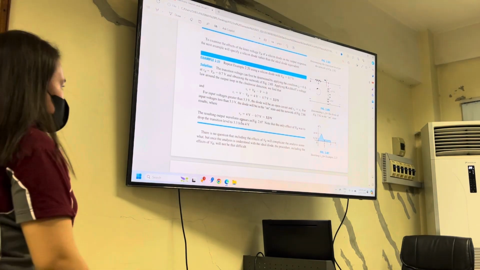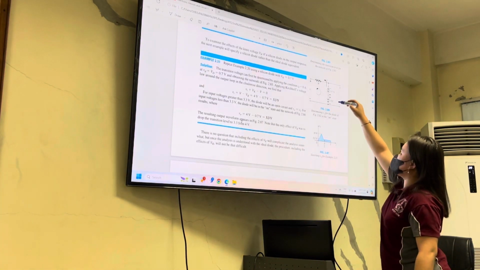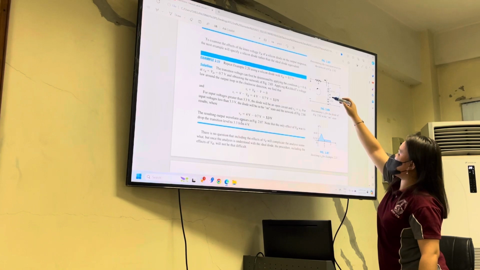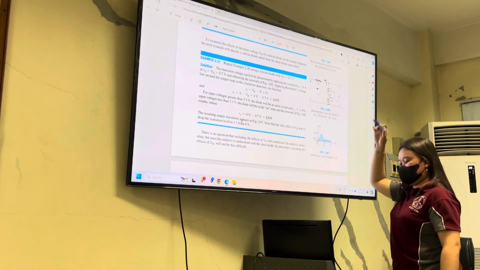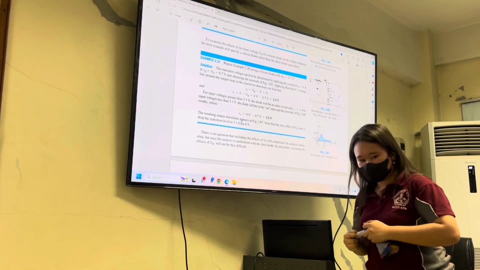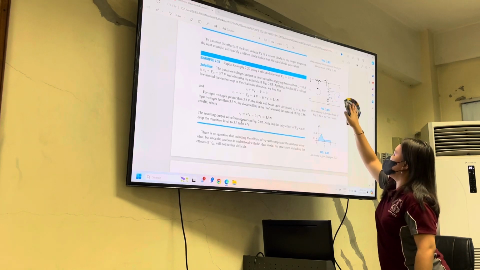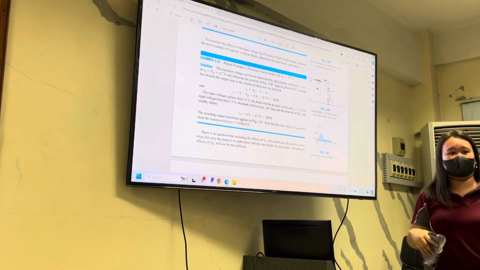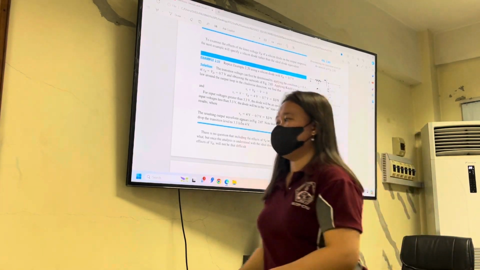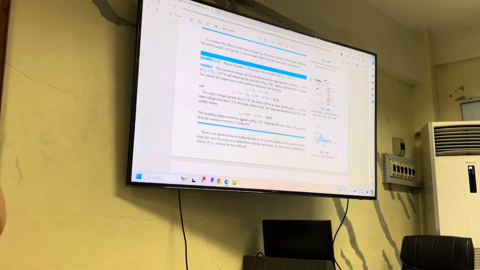That's the loop. My loop direction is this way, clockwise. So positive, negative, negative, equal to 0. Okay? It's consistent. Basta, manipulate it: negative 0.7, then plus 4.